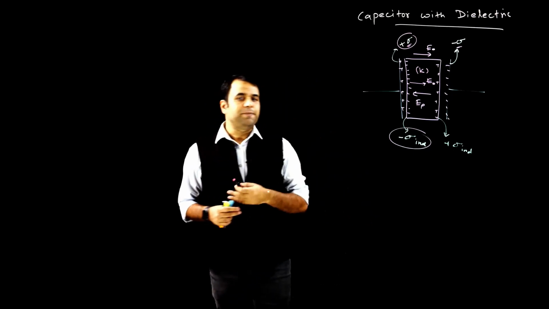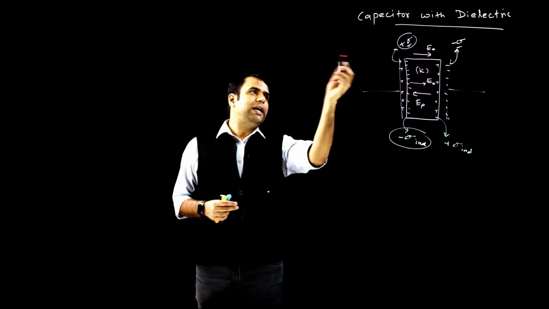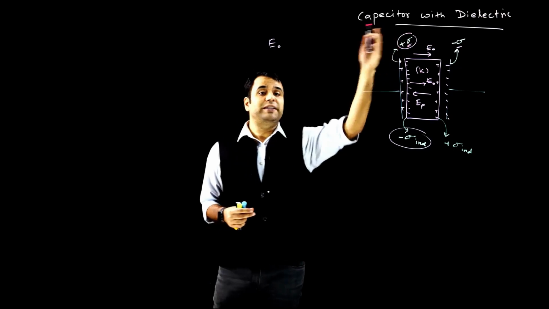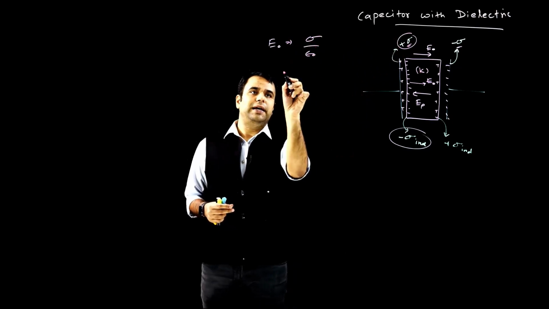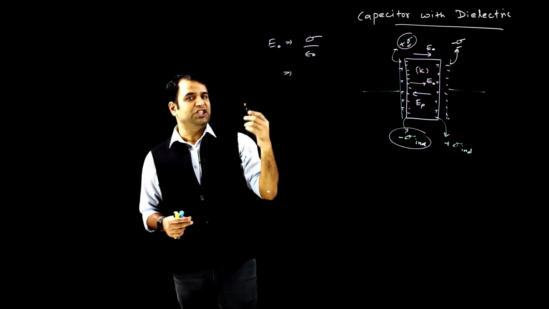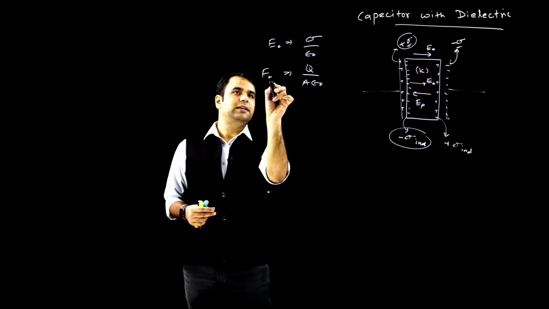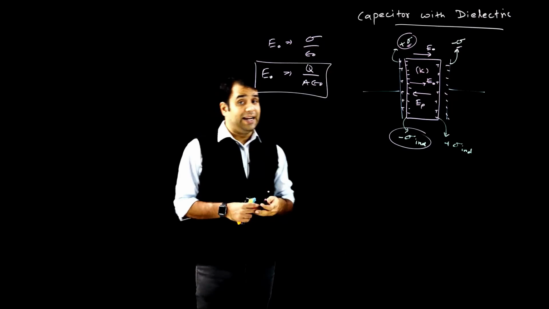Since it's a dielectric, we already know that without the dielectric, the value of E naught, the external field caused by the free charges, is sigma upon epsilon naught. In terms of net charge, it will be Q upon A epsilon naught. That's the original, external field.